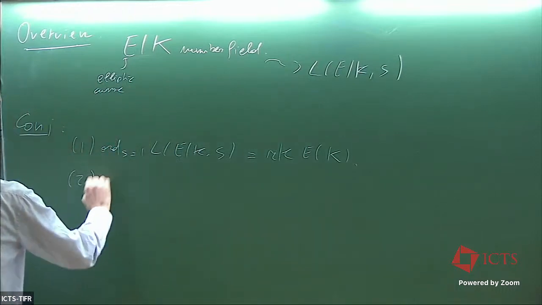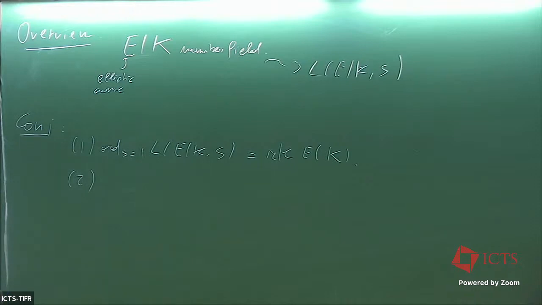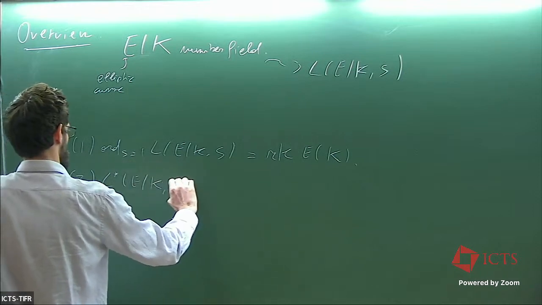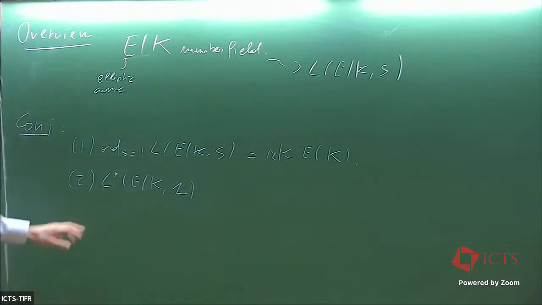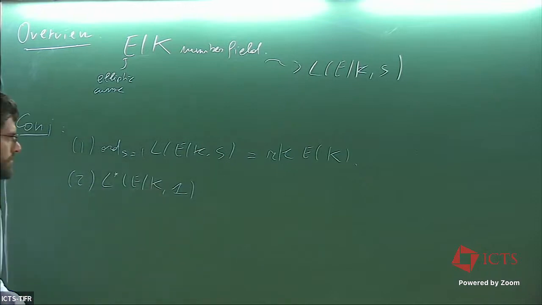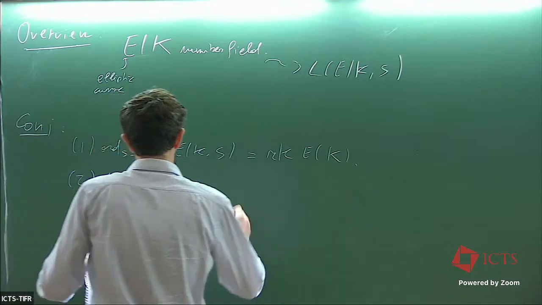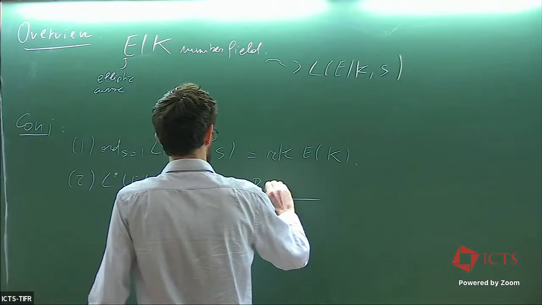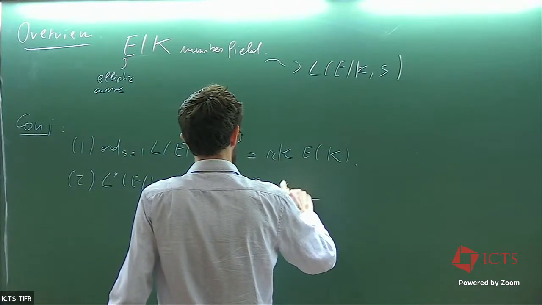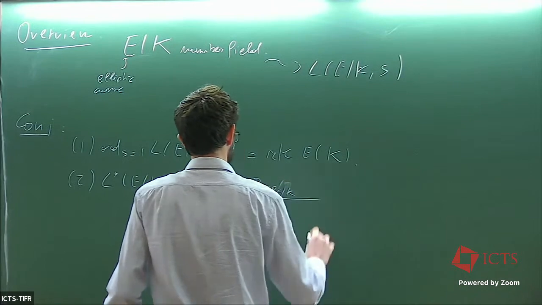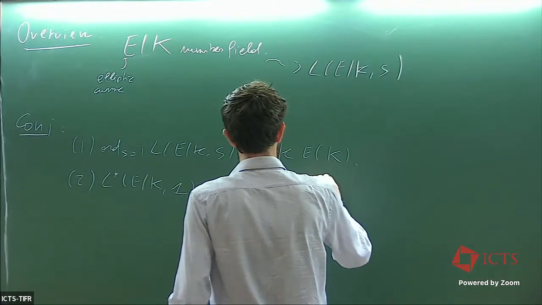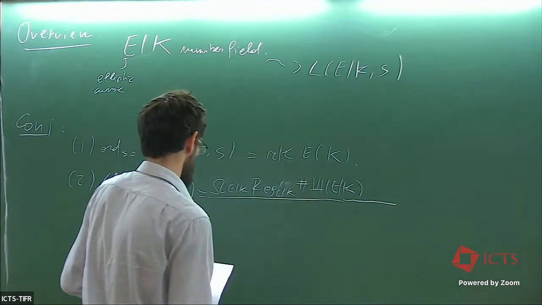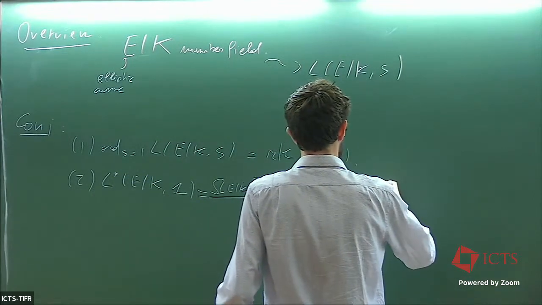And secondly, there is a precise formula for the special value, which I will denote by L star over K at 1. By definition, this is the first non-zero term in the Taylor expansion of the L function at s equals 1. And this should be the product of a bunch of things. There is a period, omega, and there is a regulator. Then there is the cardinality of the Tate-Shafarevich group, which is conjectured to be finite. So this is part of the conjecture. And then you have a bunch of Tamagawa numbers.